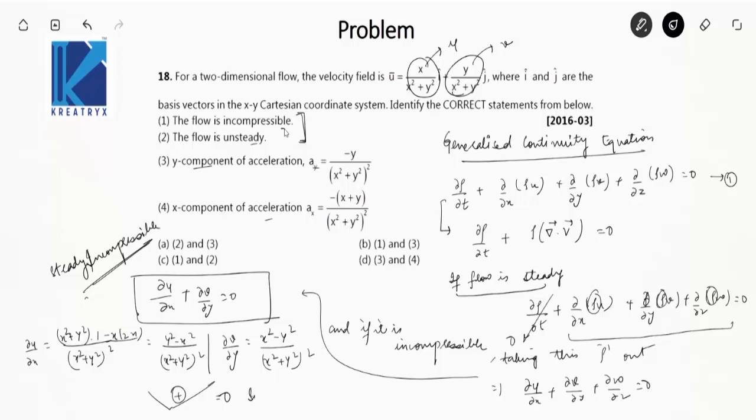So del u by del x plus del v by del y is equal to 0 is satisfied. That means the flow is incompressible and steady. So the flow is incompressible, correct. The flow is unsteady, this is wrong. Now let's move on to option number 3 and 4. This is a lengthy question, but it is a simple question. It's not a difficult question, it is just on your basics.